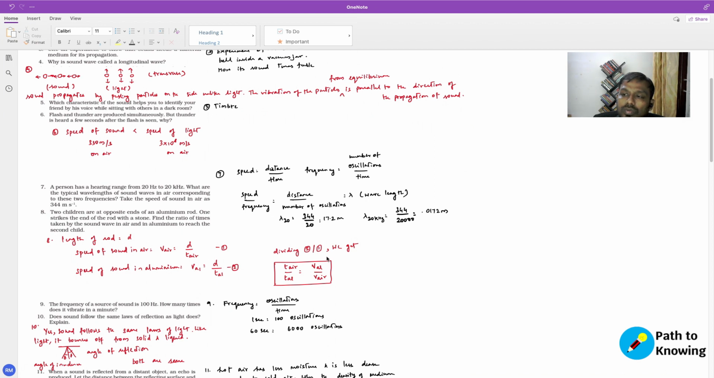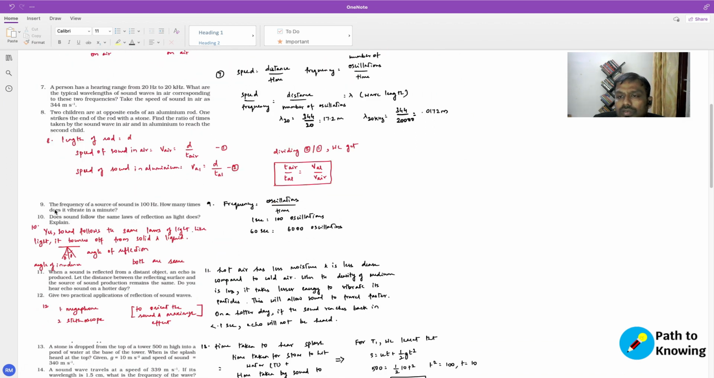Now, if you divide 1 over 2, we get the ratio of the time taken by sound in air to the time it takes in aluminum, which is the ratio of the velocity with which it travels in aluminum over the velocity with which it travels in air. So T air by T Al is equal to V aluminum by V air. So that is the ratio. So let's go to the next one.